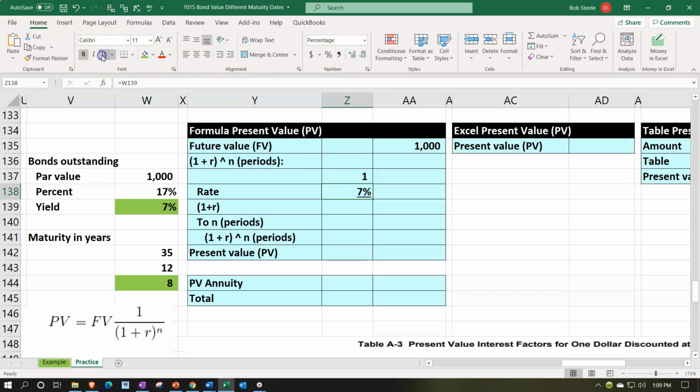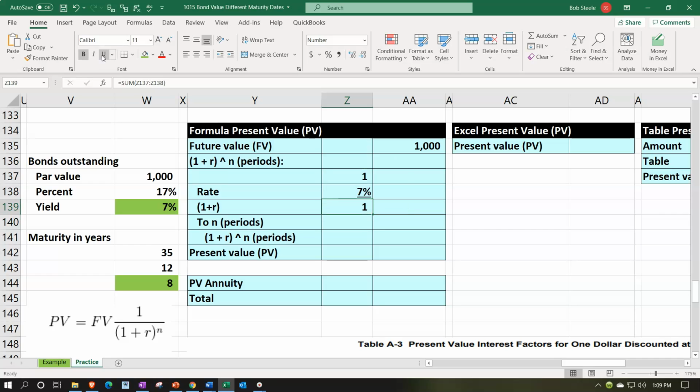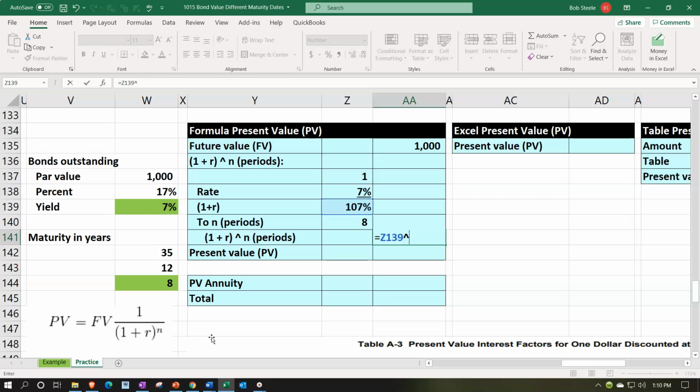Home tab, font, underline, trusty sum equals SUM, shift 9, up arrow once, up arrow again with the shift down, adding a percentify, home tab, numbers, making it a percent to the power of n. That's going to be 8 this time, number of periods. We'll bring this into the outer column, taking that 107% to the power of shift 6, caret 8. And then I'm going to put an underline there and then add some decimals here. Home tab, numbers, decimalized. And then underline.